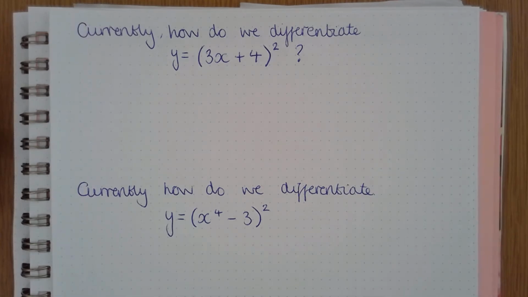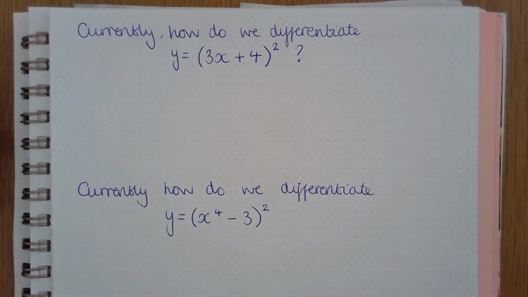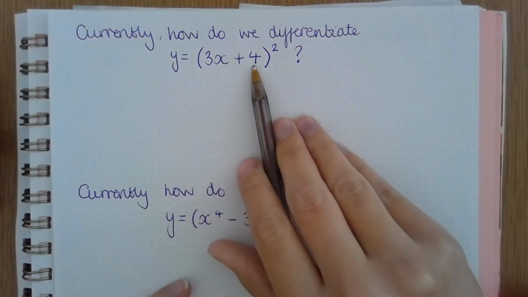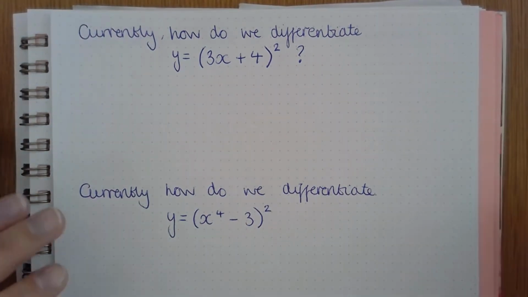So this video introduces you to something called the chain rule. But first of all, we're going to show you why the chain rule works, where it comes from. So we've got y equals (3x plus 4) all squared. So currently, how would we differentiate it?